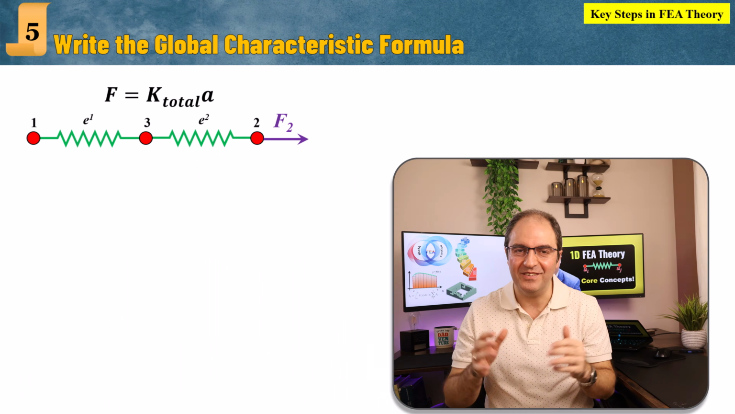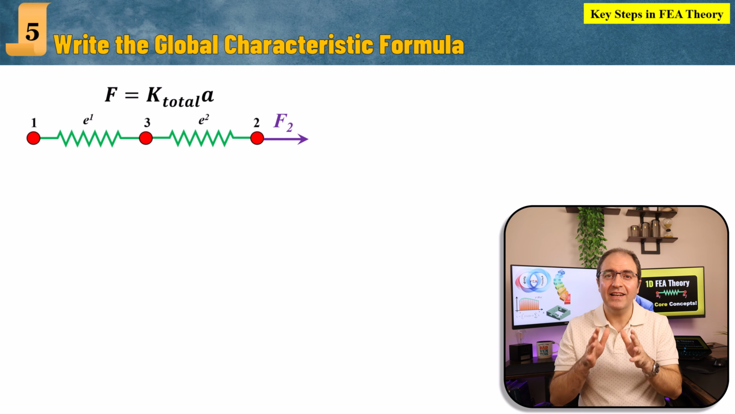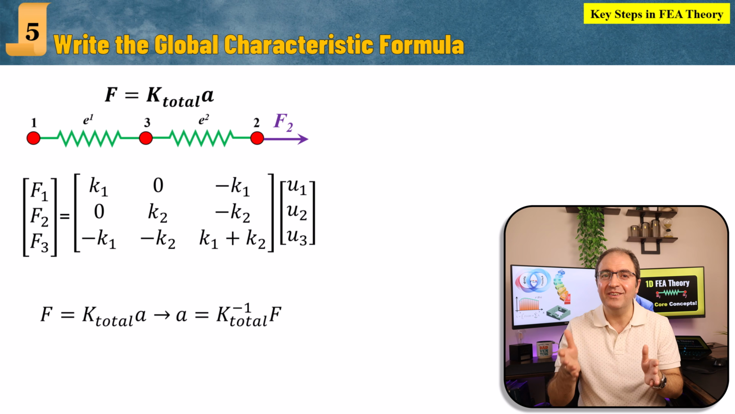Now that we have found the total stiffness matrix, we can go ahead and write what's called the characteristic formula for the entire system. This is the fundamental equation in finite element analysis that relates the total external forces shown as vector F to the nodal displacement shown as vector A. Here you see how this looks for the entire spring system. We have the total stiffness matrix on the right multiplied by the displacement vector, and the result gives you the global force vector. This equation captures the mechanical equilibrium of the system.